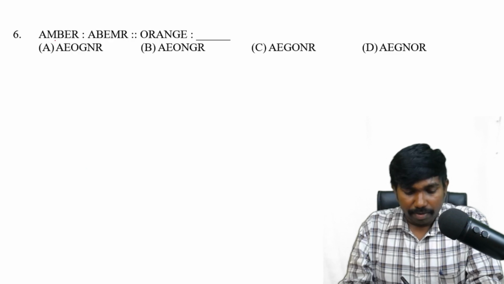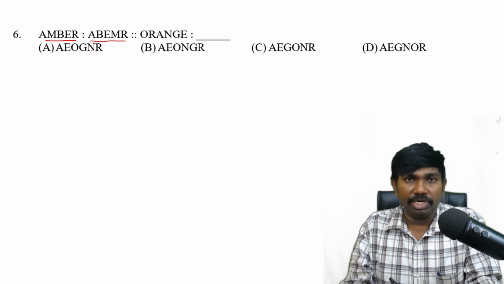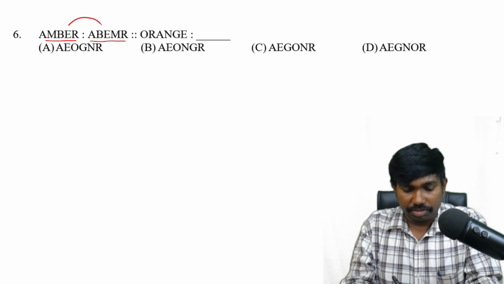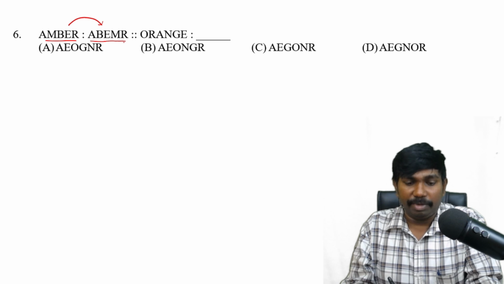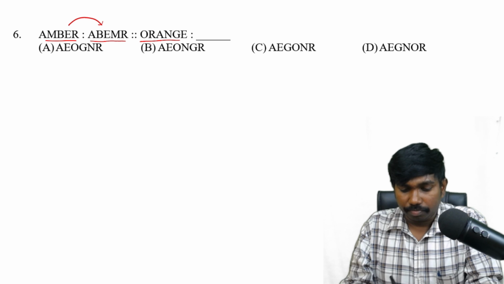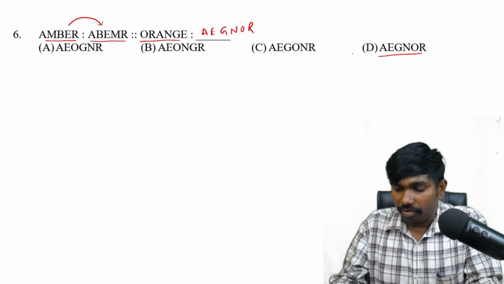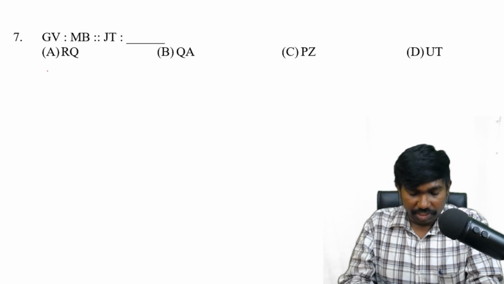So see, A, M, B, E, R, all the letters are there here as well. The same letters are there here as well. But they are in a jumbling mode. So what can be this jumbling logic? If you observe, here all the letters are arranged in alphabetical order, in the English alphabetical order. So we'll do the same thing on this word also. If we arrange the letters of this word in alphabetical order, we'll get the answer as A, E, G, N, O, R. A, E, G, N, O, R. Answer is option D.